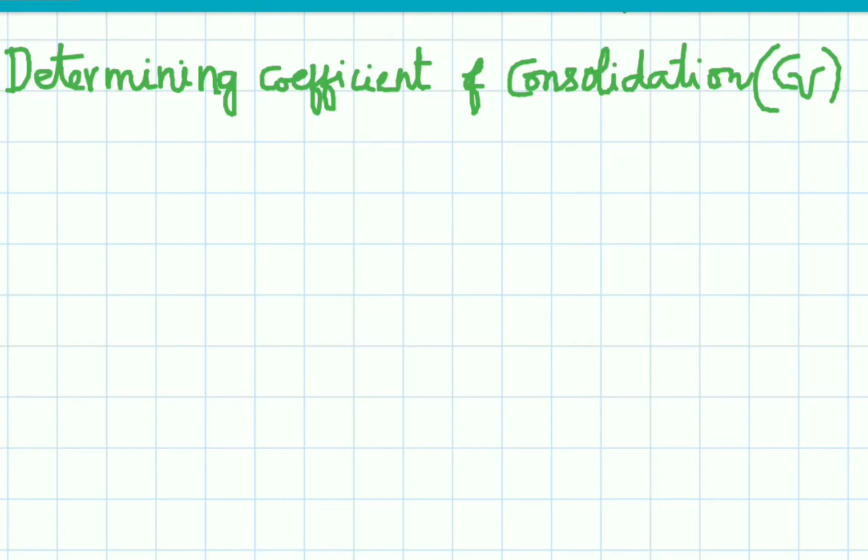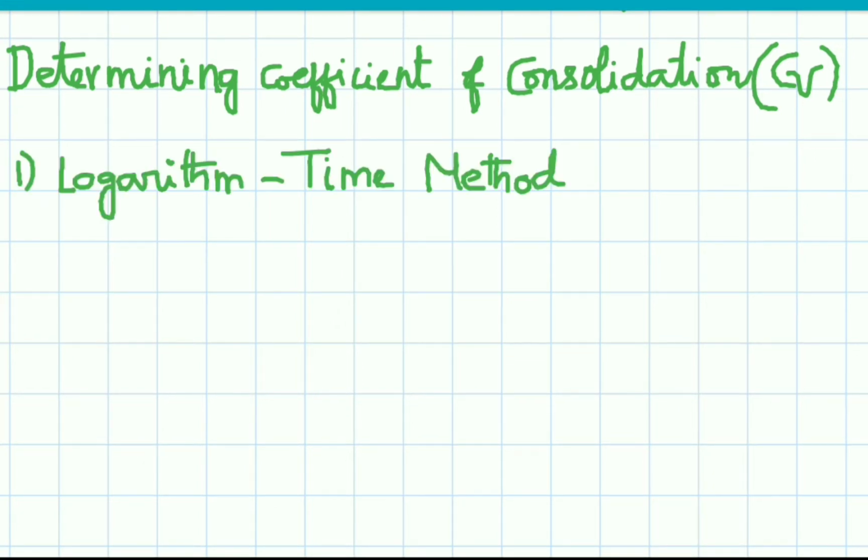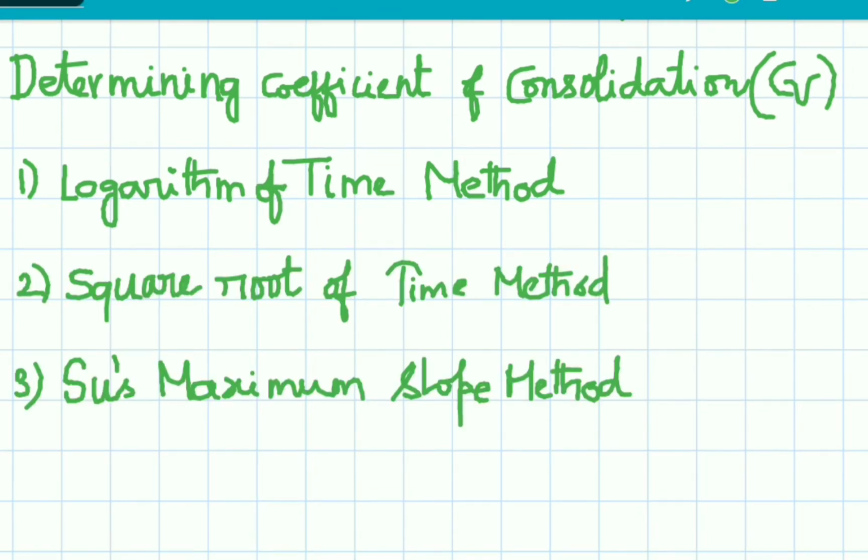In this video, we will discuss how to determine coefficient of consolidation C nu. The first method is logarithm time method. The second method is square root of time method, and third one is Suess maximum slope method.